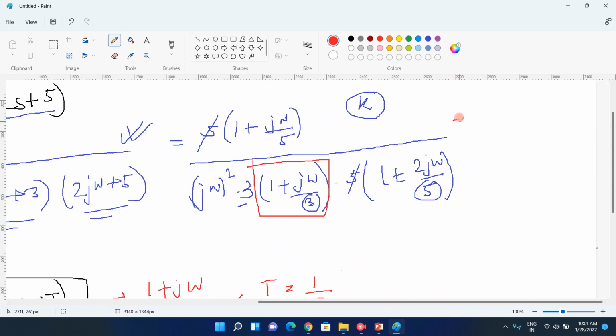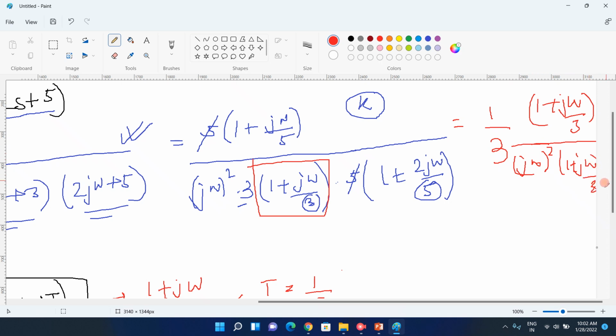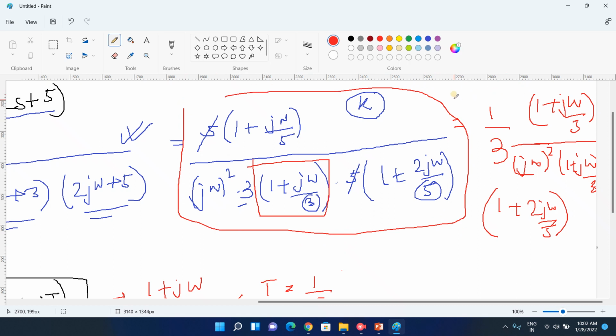So now our transfer function will be written in this form. If you simplify it, it will be 1 upon 3, then 1 plus j omega by 5, divided by the rest term, j omega square, then 1 plus j omega by 3 multiplied by 1 plus 2 j omega by 5. Okay, this is your ultimate equation.